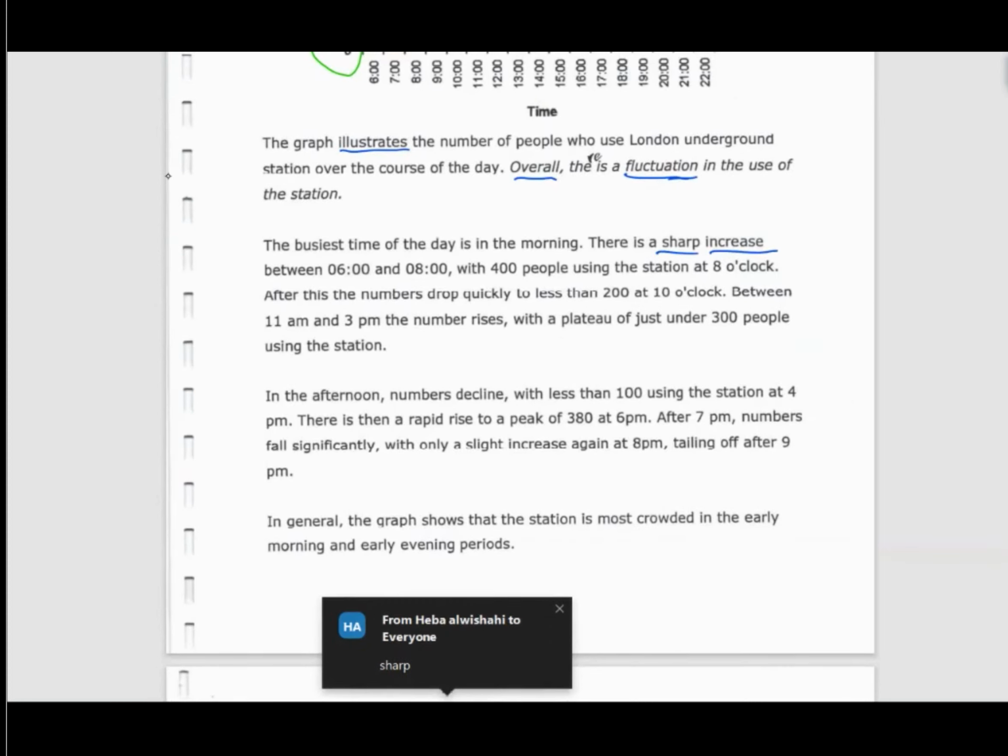Second paragraph. Sharp increase. Very good. Also the busiest. Now this is used for comparison. The busiest. What kind of word is the busiest? Where it comes from? The busiest. It comes from busy. Very good. Busy, busier, the busiest. So this is a superlative of busy.